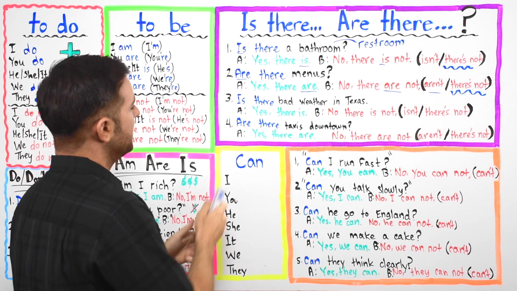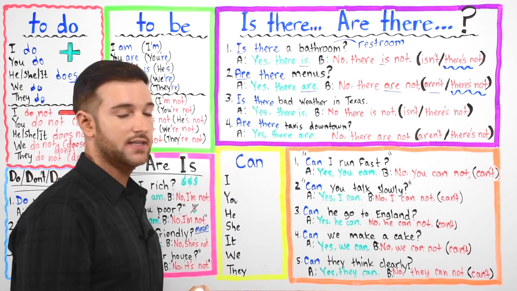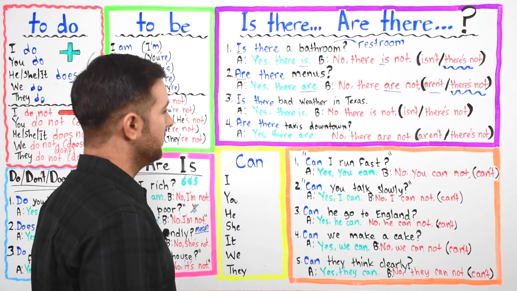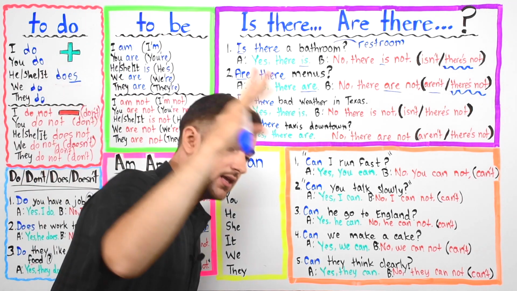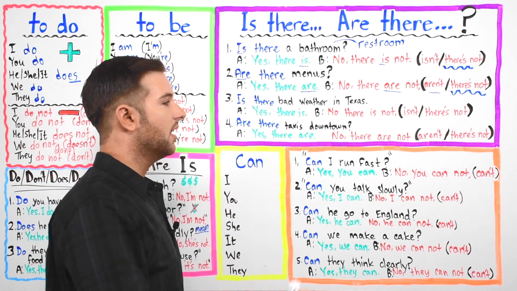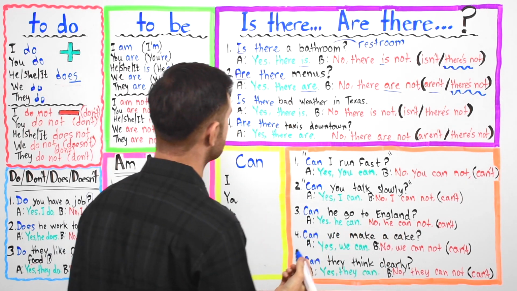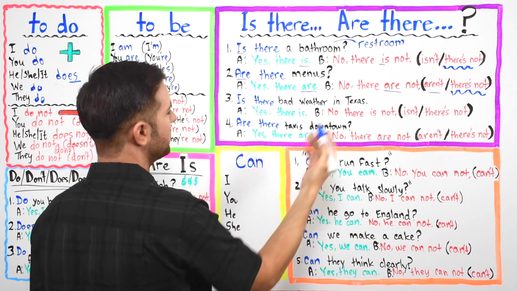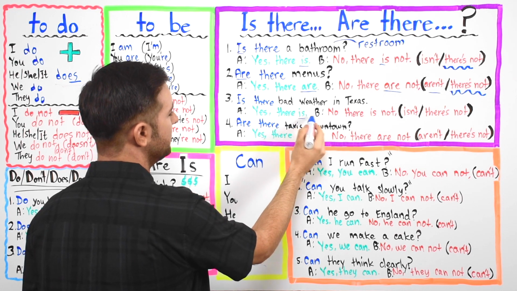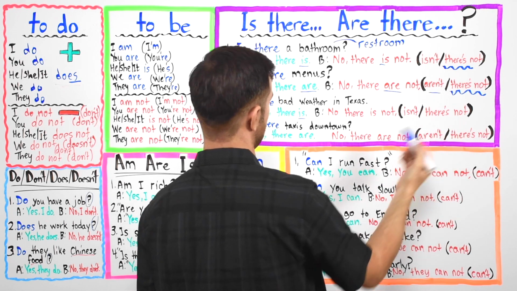Number 3 says, is there bad weather in Texas? Okay. Meaning, does it rain a lot in Texas? Does it snow? Is it windy a lot? Okay. Are there tornadoes in Texas? You could say, is there bad weather in Texas? Yes, there is. No, there is not. Or no, there isn't. Or no, there's not.